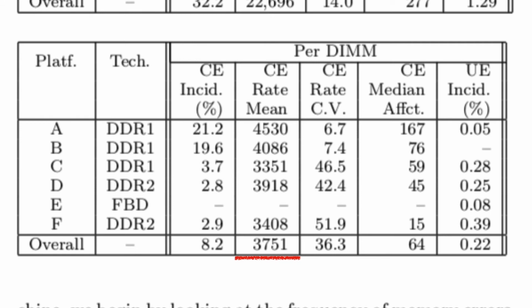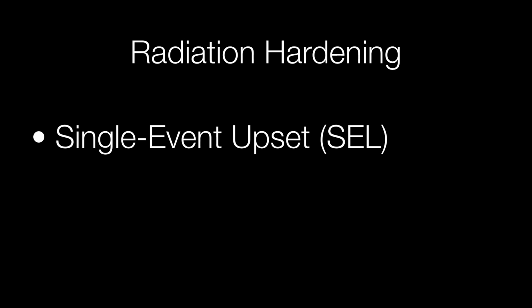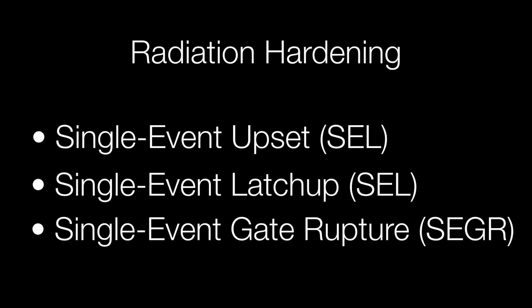So think about that the next time you have a bug in your software. But anyway, radiation hardening is of course what we're chatting about and why this is so expensive. And you get a bunch of different scenarios that can come up, specifically things like single event upsets, latch ups, and gate ruptures, which sound pretty serious. So let's take a look at why and how this kind of stuff works.